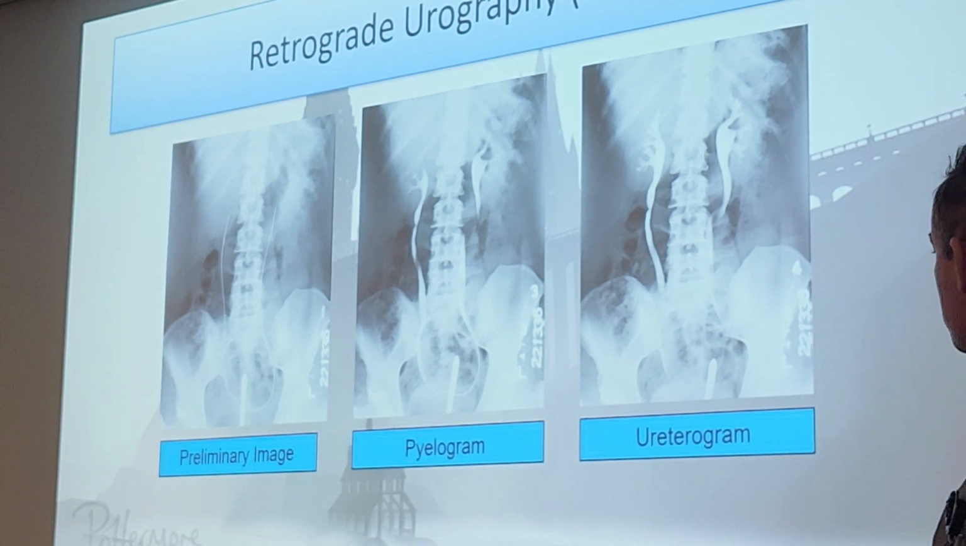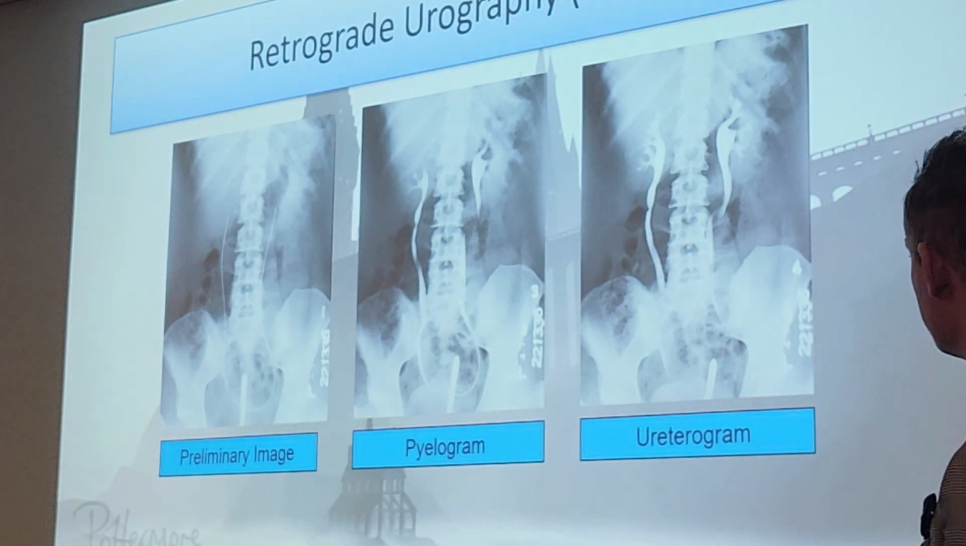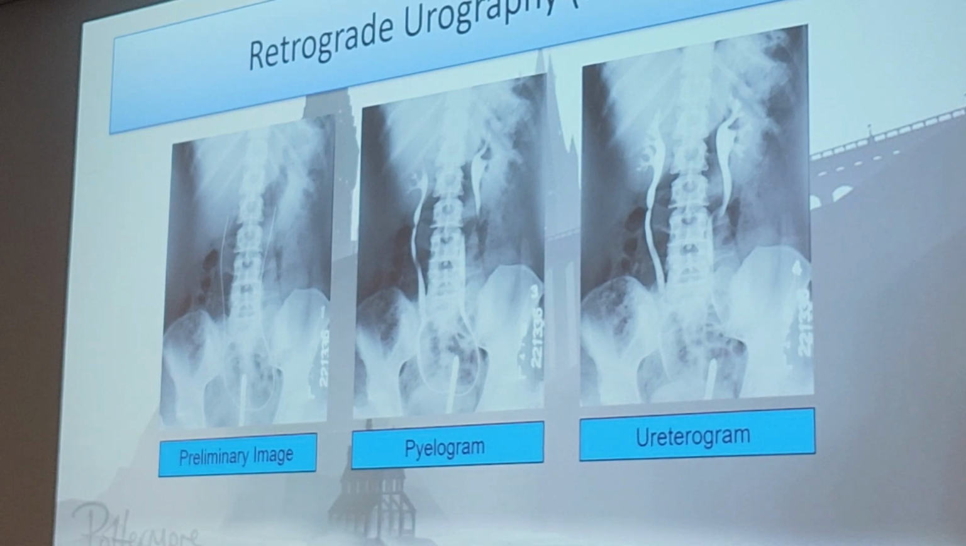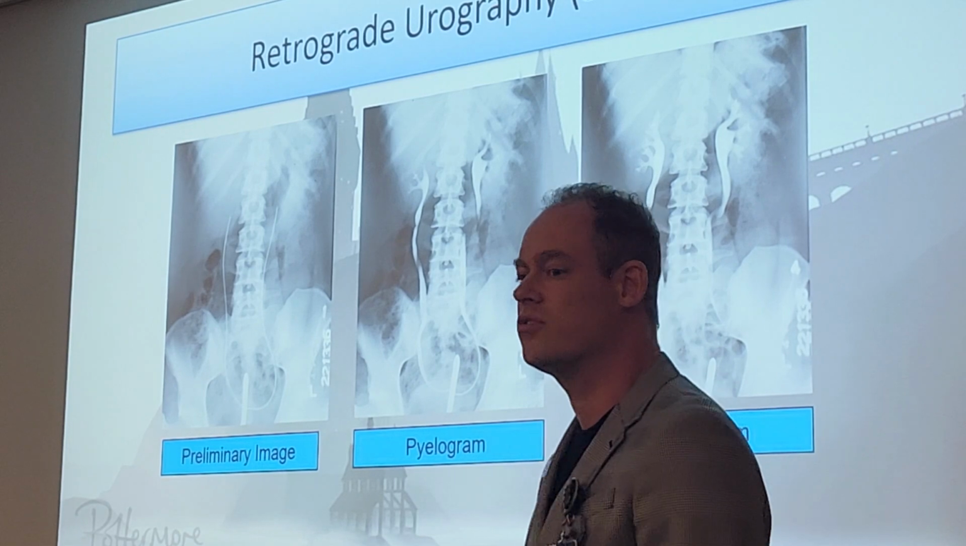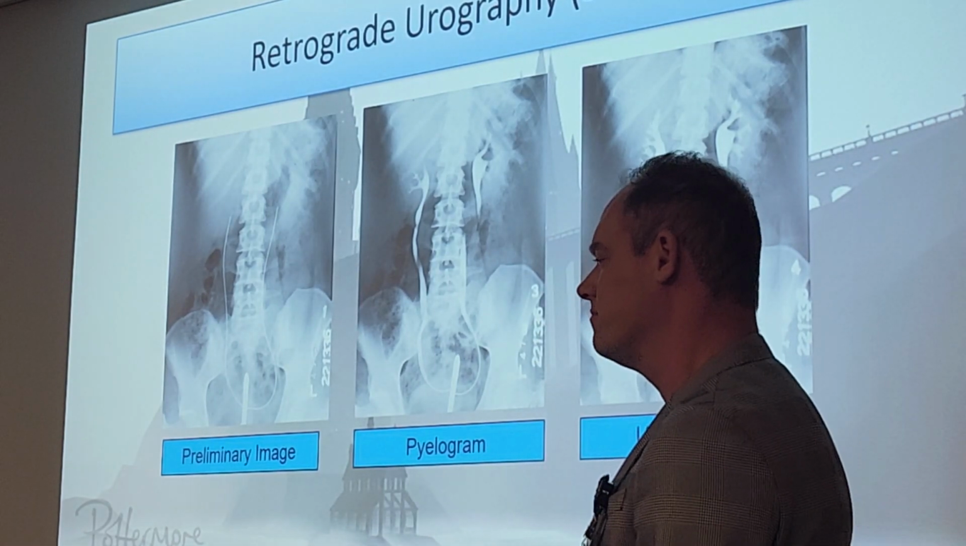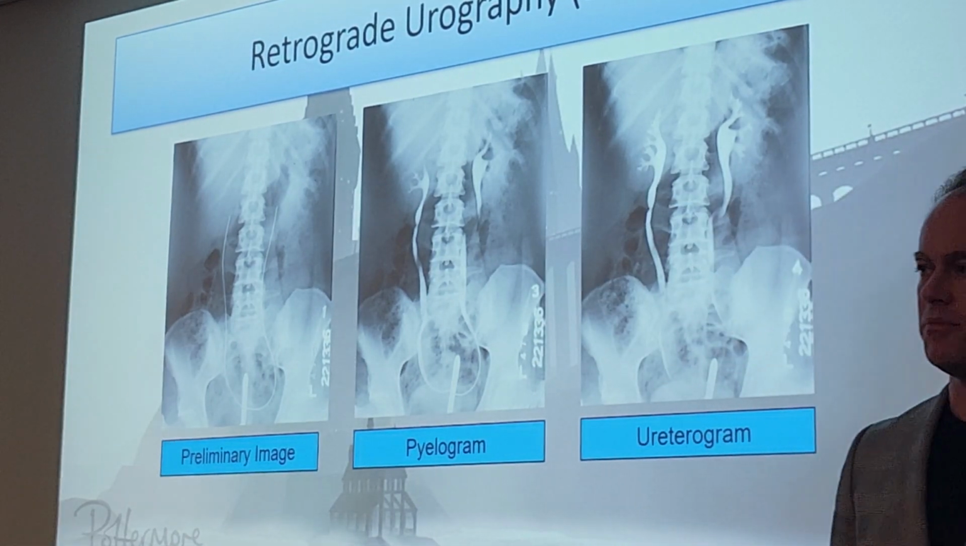You can see right there, fatten up the ureters. And that's your retrograde ureterogram. Really, it's mostly done by the surgical team. You're just there with your C-arm. Fairly simple.